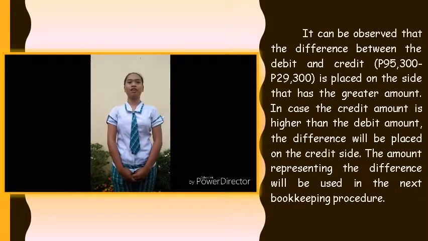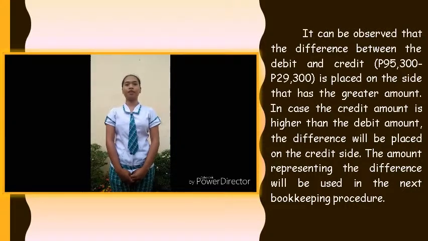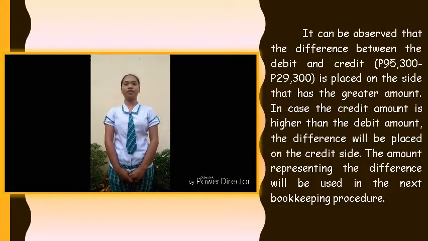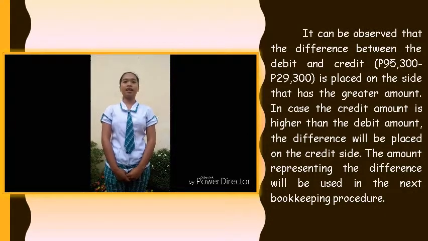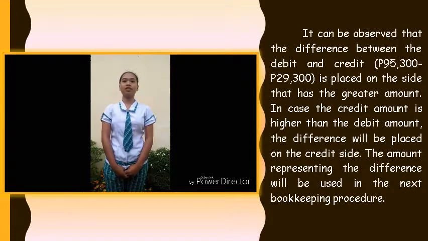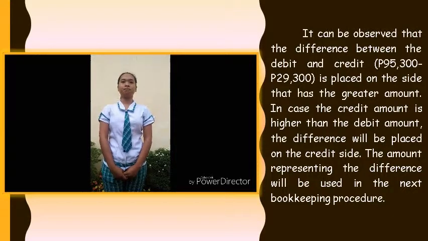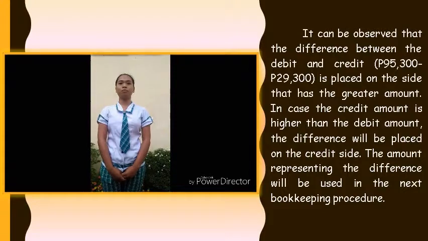Can we observe that the difference between the debit and the credit, 95,300 minus 29,300, is placed on the side that has a greater amount. In case the credit amount is higher than the debit amount, the difference will be placed on the credit side. The amount representing the difference will be used in the next bookkeeping procedure.